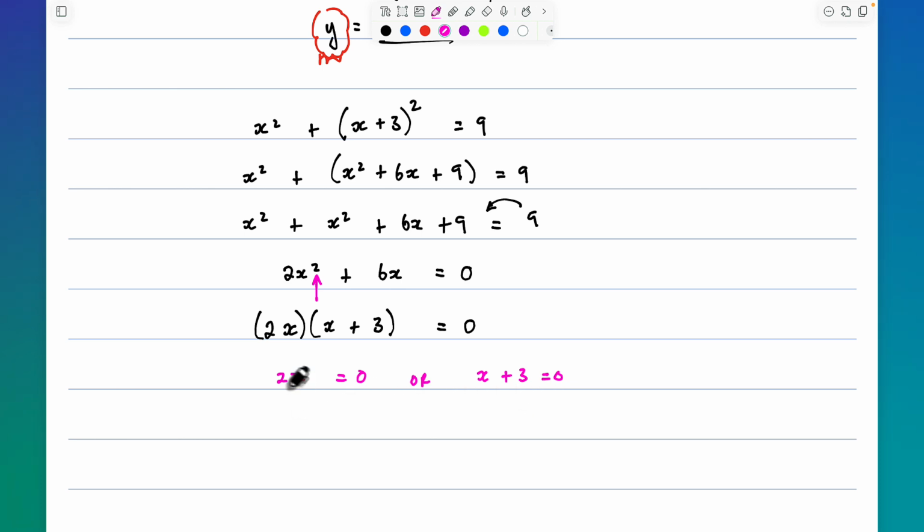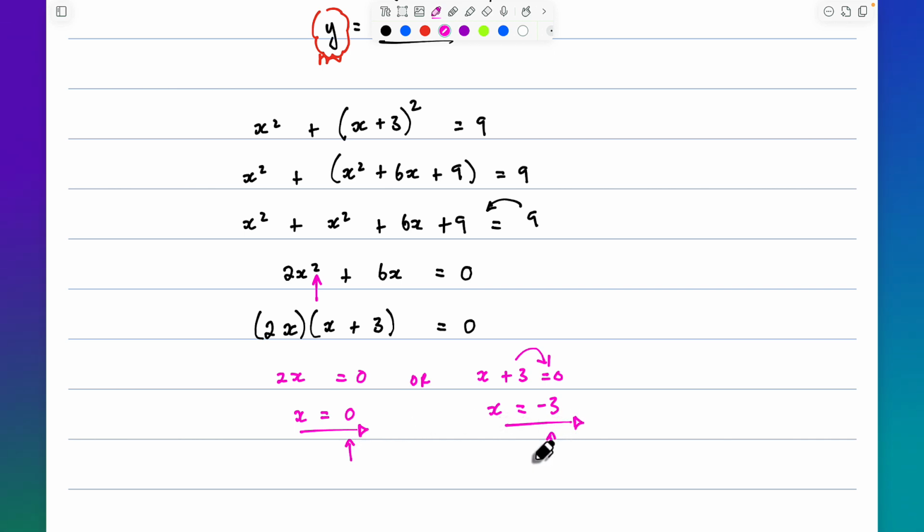All right? So 2x is equal to 0, which means divide both sides by 2. So your x becomes 0 divided by 2, so your x is equal to 0. On this expression, you take this to the other side, it becomes x is equal to negative 3. So those are the two x values of our point of intersection. So now we know that our x-intercepts are at x is equal to 0 and x is equal to negative 3.